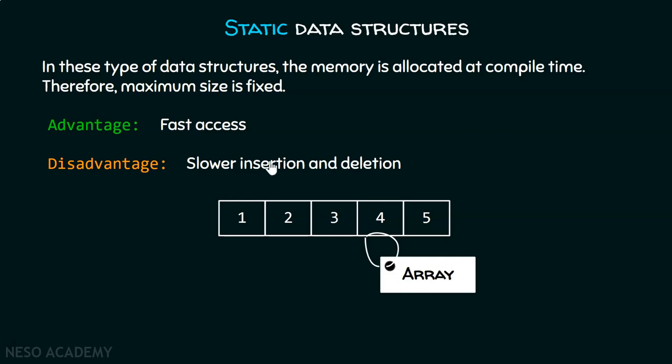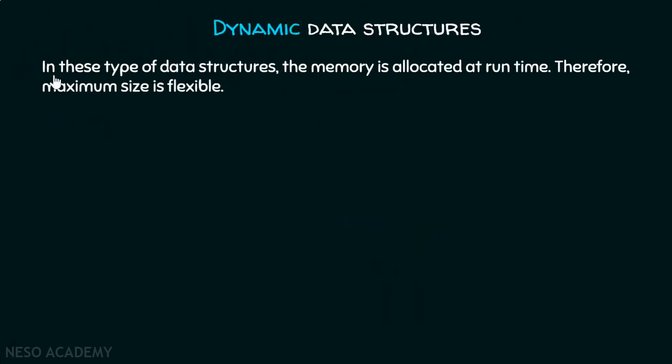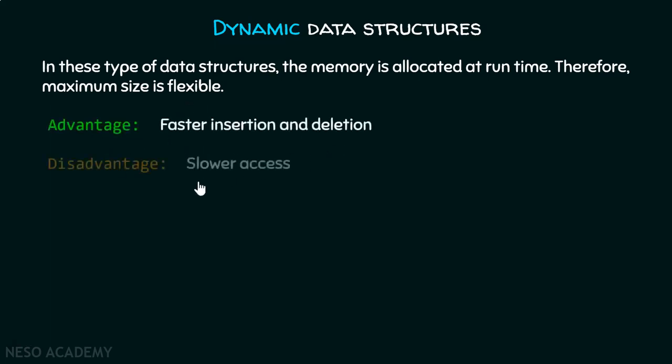Now let's see what dynamic data structures are. In this type of data structure, the memory is allocated at runtime. Therefore, maximum size is flexible. When the memory is allocated at runtime, then the user will decide the size. In that case, the size is flexible. The advantage is of course faster insertion and deletion, but again the disadvantage is slower access.